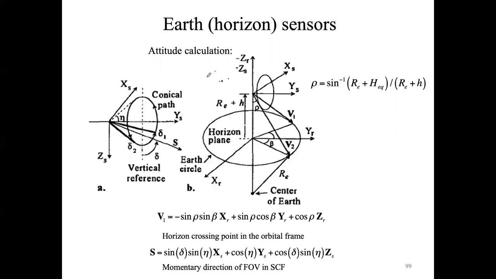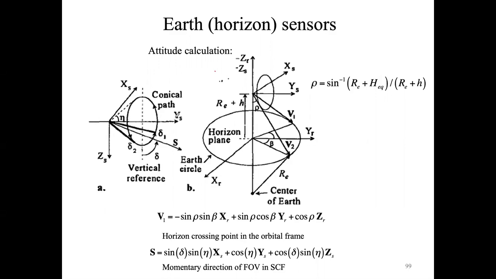The main goal of the last part of the Earth Horizon sensors is to provide an additional explanation on, or an additional method to use the Earth Horizon sensor to determine the roll and pitch axis. I know that this figure may be too complicated, but let's recap what we have seen so far.